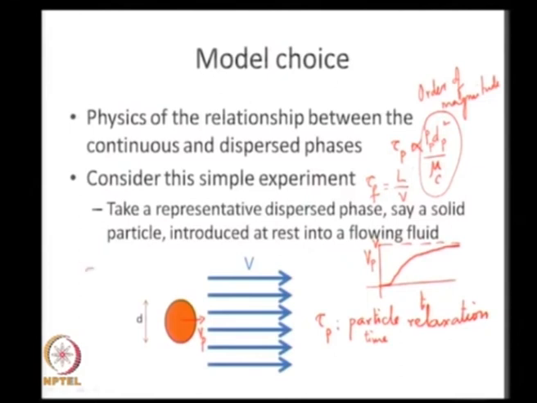So, for example, if I write the competition in the form of a ratio, what do I get? Rho p dp squared by mu c, times V over L. So, this is a dimensionless number and this dimensionless number has a meaning.